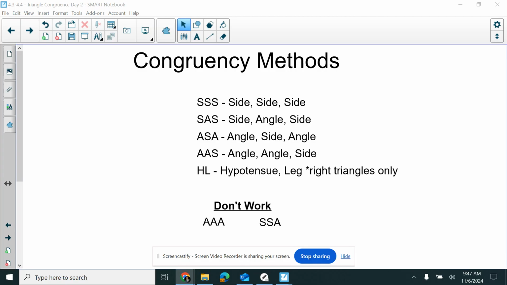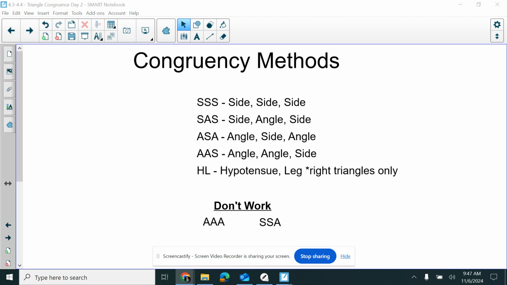With traditional congruency, two shapes are congruent if all their sides and all their angles are congruent. But with triangles, you don't necessarily need every single side and every single angle. You just need parts of the triangle to be congruent, and that's actually enough information to prove that the two triangles are congruent. So these are the five that are going to work.